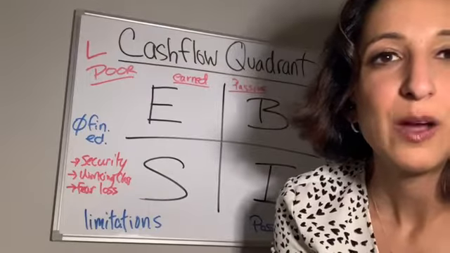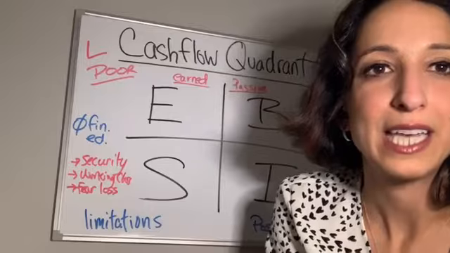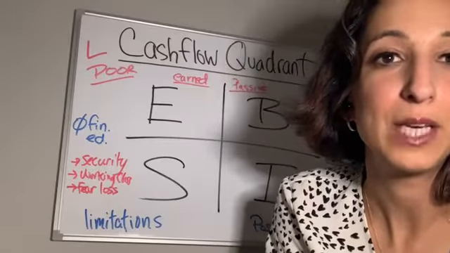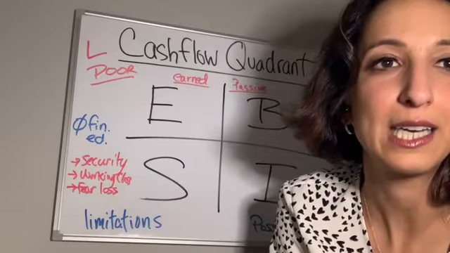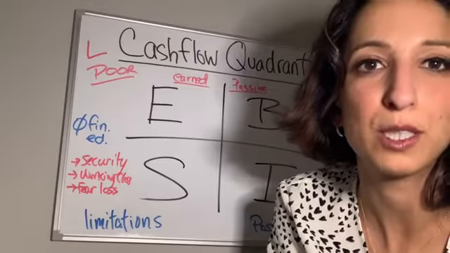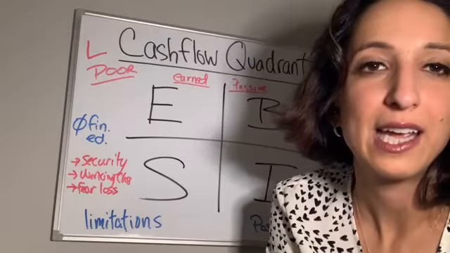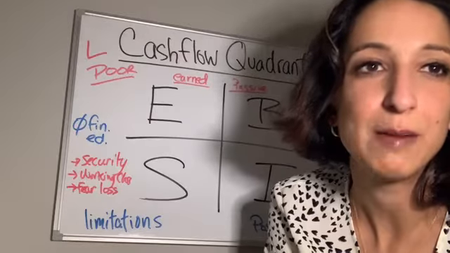So today I want to talk a bit about the cash flow quadrant. For those of you who don't know what that is, it is a book. There's a book by that name. It's called The Cash Flow Quadrant by Robert Kiyosaki, who also wrote Rich Dad Poor Dad and The Business of the 21st Century. Amazing books.